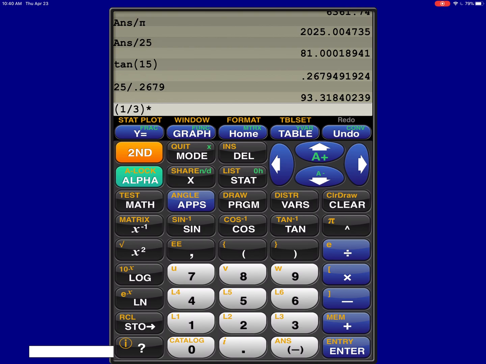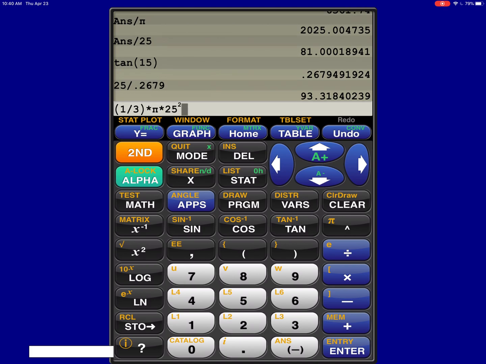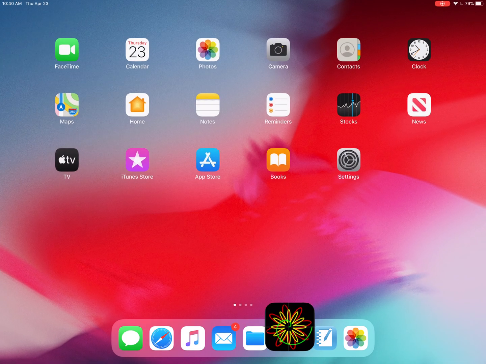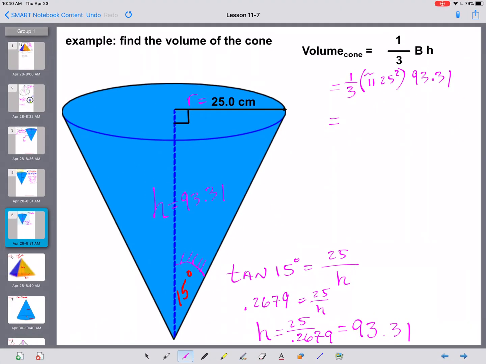Good. Times pi times the radius squared. Good. Times that height, 93.31. Let's double check. 1/3 is in parentheses. That looks good. We've got the base area, pi r squared. That looks good. Times the height right down the middle. Here we go. Wow. 61,071 and a little extra.